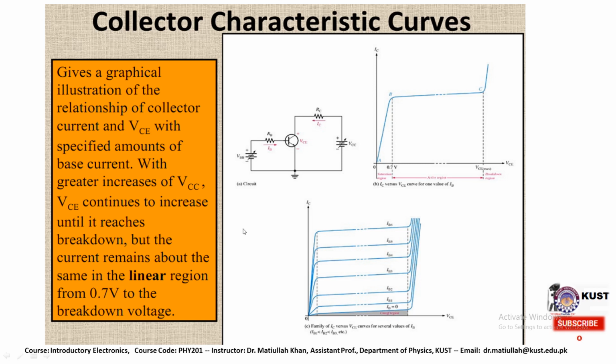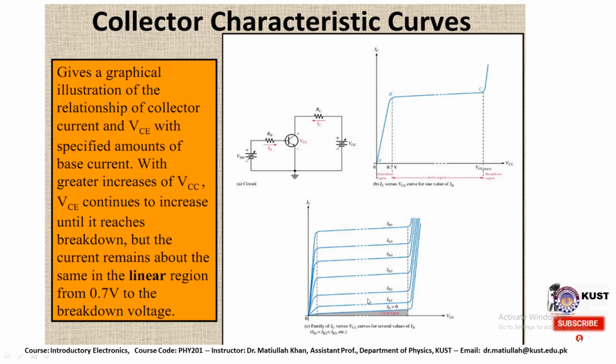With a greater increase of VCC, that is actually the external potential difference, the VCE, that is the voltage across the collector emitter junction, continues to increase until it reaches the breakdown region. The current remains about the same in the linear region, that is from 0.7 volt to the breakdown limit.